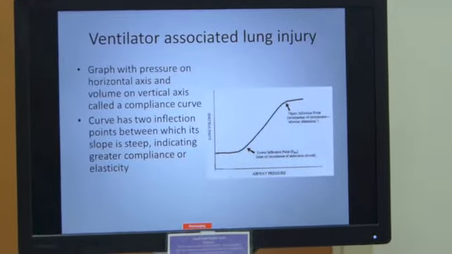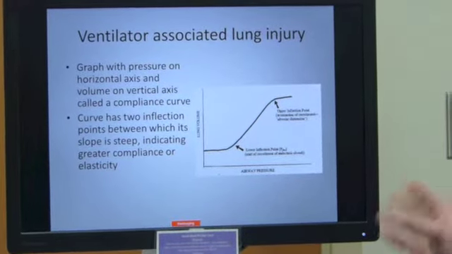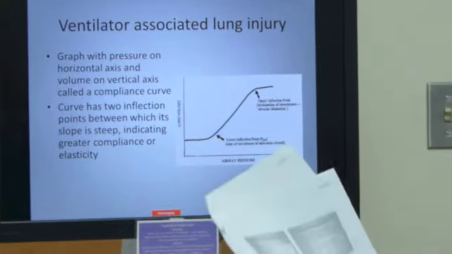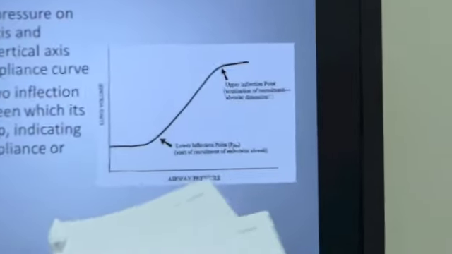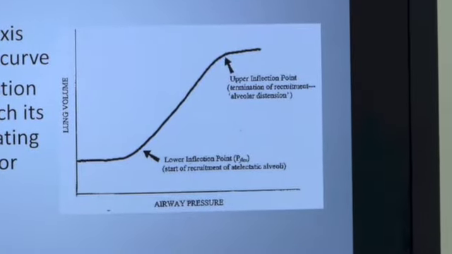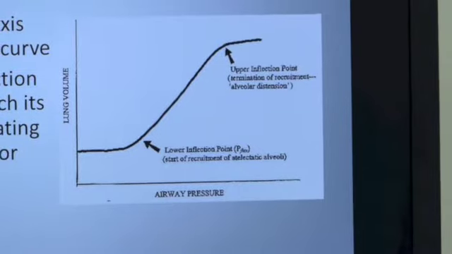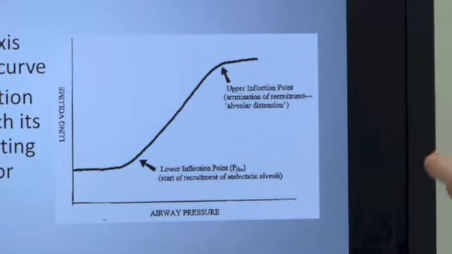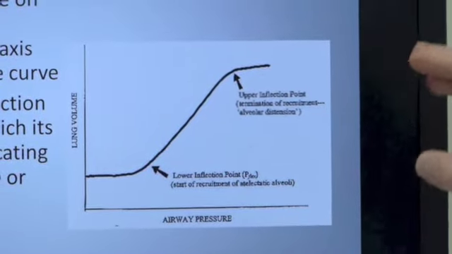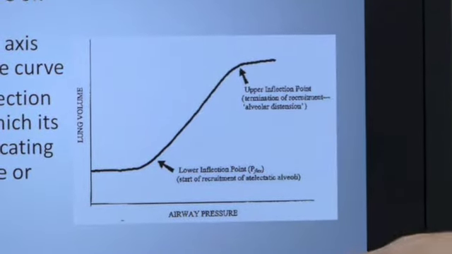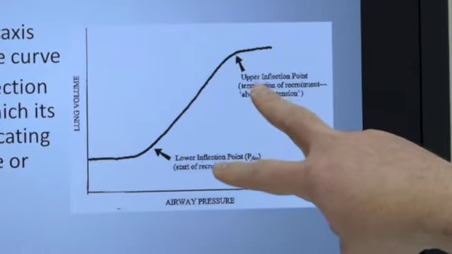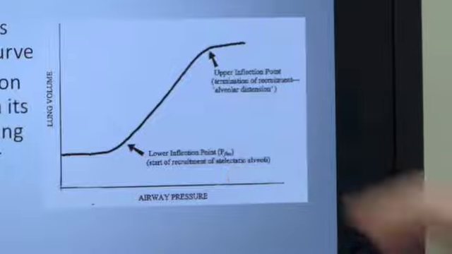So we can't talk about ventilator-associated lung injury without looking at this graph. If you look at the graph, pressure is on the horizontal axis and lung volume is on the vertical axis, and this is called the compliance curve. The curve, just like any other sigmoid curve, has two inflection points. There's a lower inflection point and an upper inflection point, and between those two points is where the curve is the steepest. This is where you have lung compliance and elasticity that is the greatest.